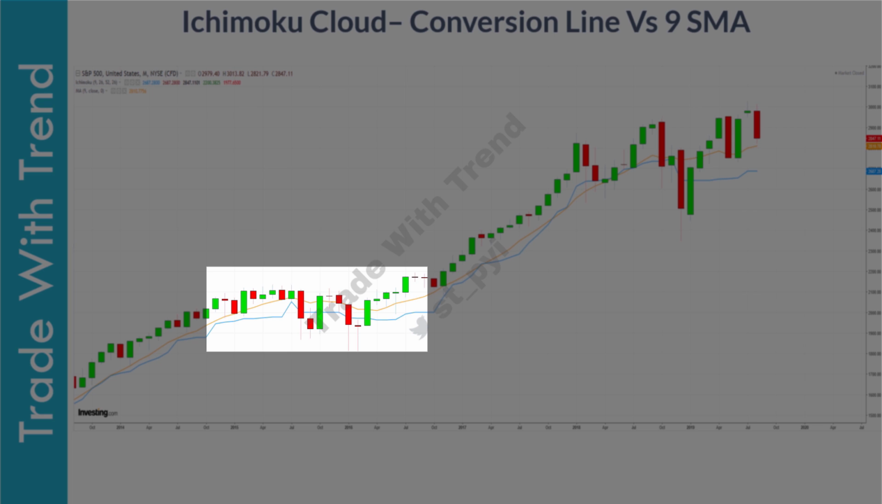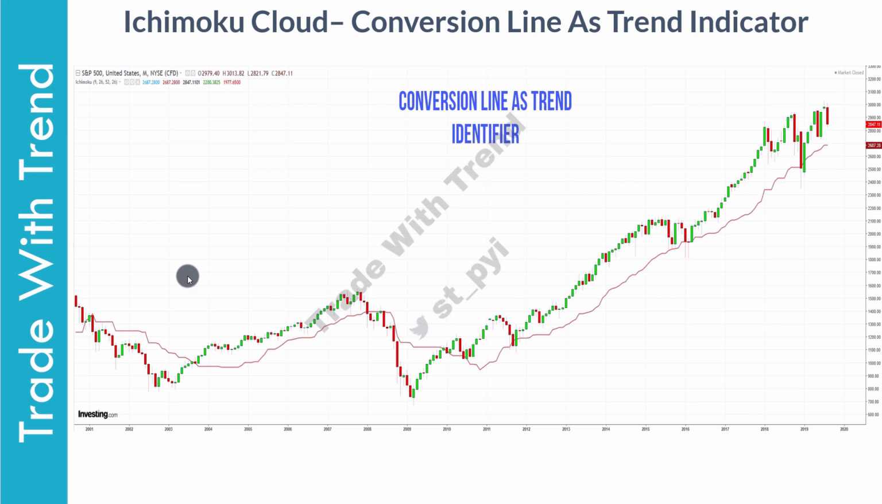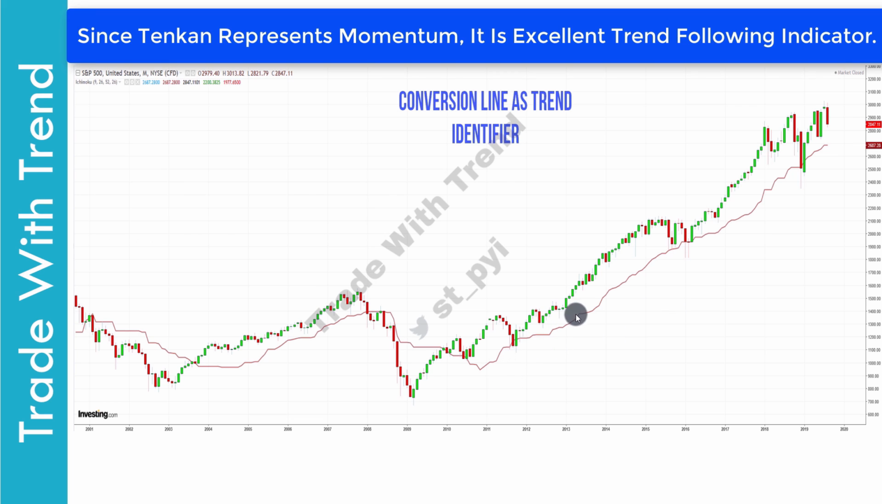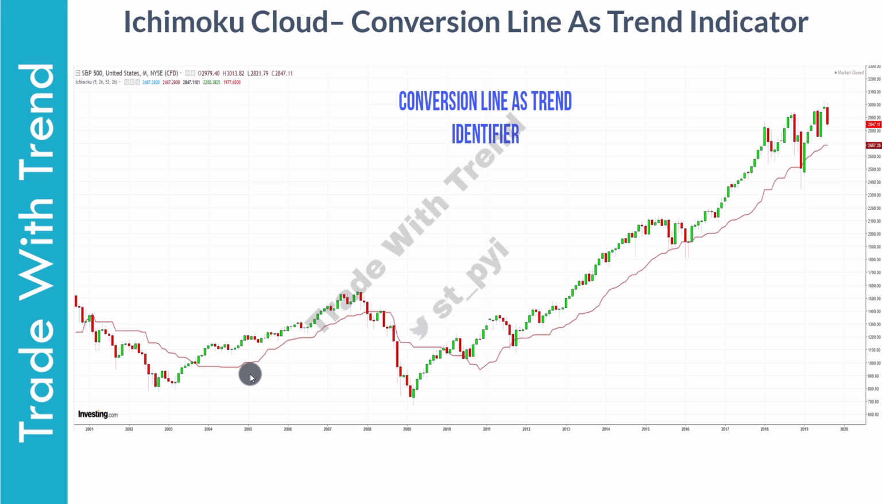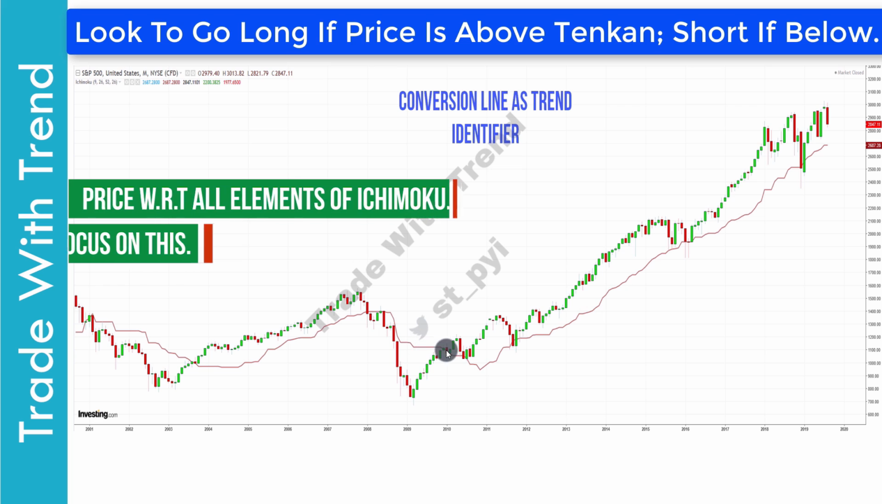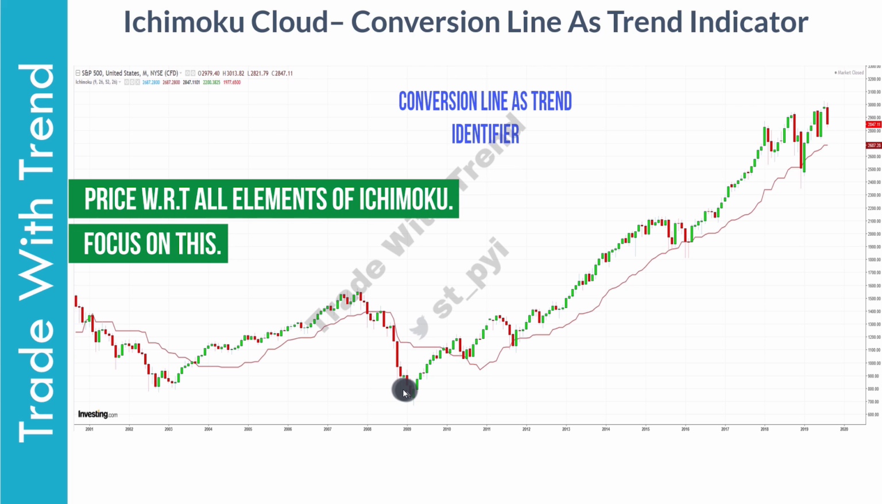So let us now focus on Tenkan as a trend following indicator. In the previous slide, we did see how price violates moving averages more often. Tenkan, on the other hand, is a good trend following indicator. When it comes to Tenkan, keep two rules in mind. Number one, rising Tenkan reflects uptrend and falling Tenkan represents downtrend. Now, a trader at all times needs to align in the direction of trend. Number two, when price is above Tenkan, it is considered bullish, whereas when price is below Tenkan, it is considered bearish for price. Now, these are the two broad rules that you have to follow at all times.